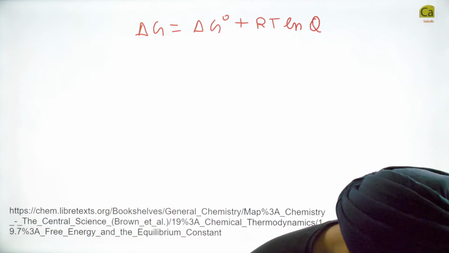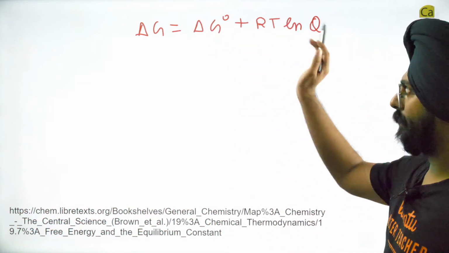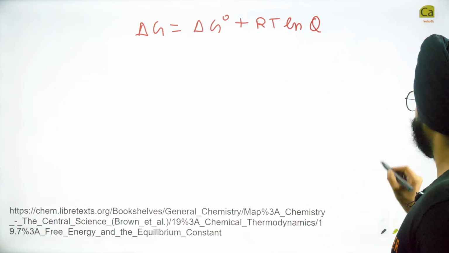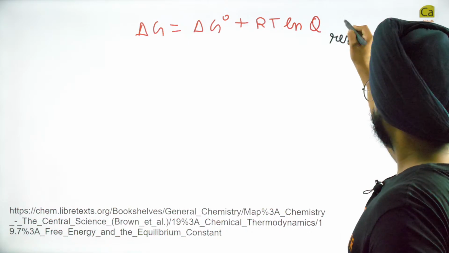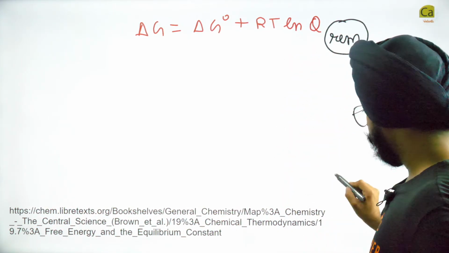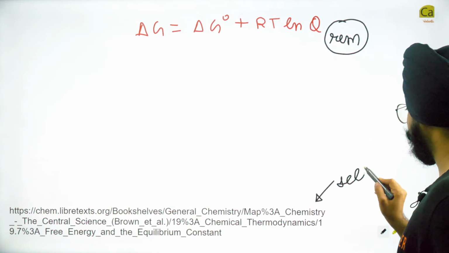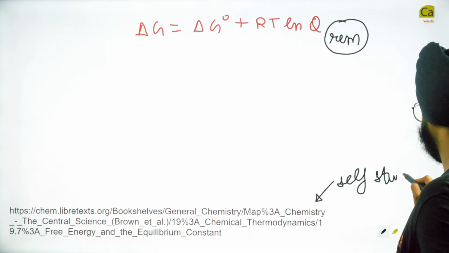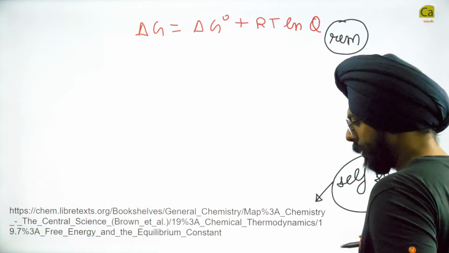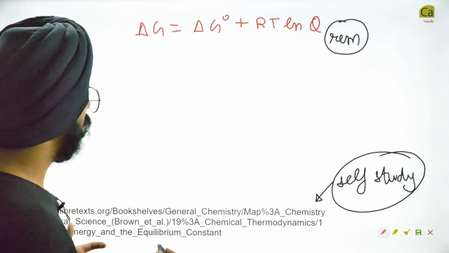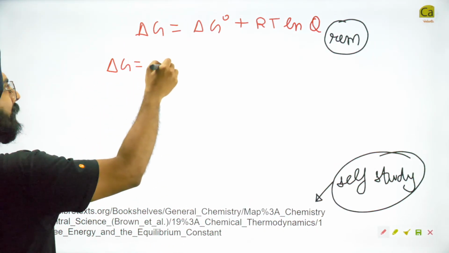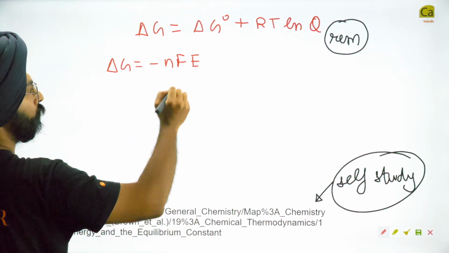Coming back here, this is an equation that you need to remember. This is an equation that you need to remember. This is the self study for its derivation if you want. Now, another thing that we just learnt was delta G is equal to minus NFE.